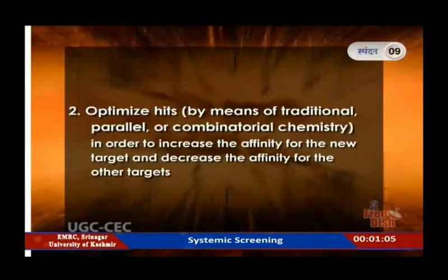By definition, in using such a library, all hits that are found are drug-like. Number 2, optimize hits by means of traditional, parallel, or combinatorial chemistry in order to increase the affinity for the new target and decrease the affinity for the other targets. The objective is to prepare analogues of the hit molecule in order to transform the observed side activity into the main effect and to reduce strongly or abolish the initial pharmacological activity.